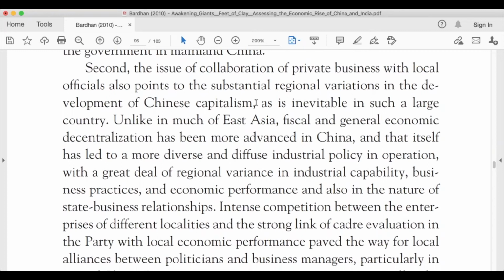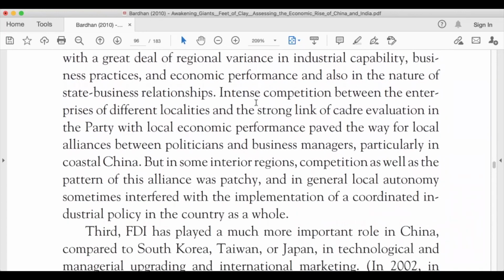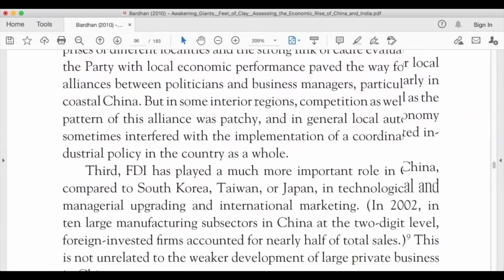Intense competition between the enterprises of different localities and the strong link of cadre evaluation in the party with local economic performance paved the way for local alliances between politicians and business managers, particularly in coastal China. But in some interior regions, competition as well as the pattern of this alliance was patchy, and in general, local autonomy sometimes interfered with the implementation of a coordinated industrial policy in the country as a whole.